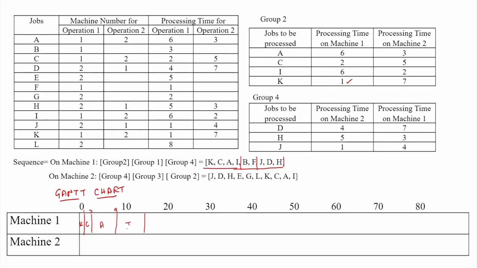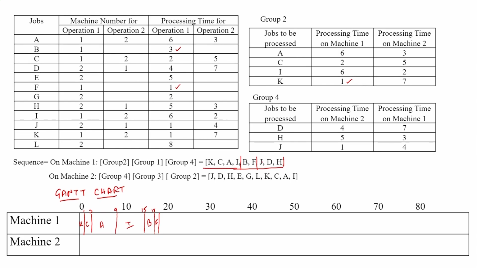So, that is I. This is how I can plot the Gantt chart for the first 4 activities of group 2. Then I have to plot job B, which has a time of 3. So, 15 plus 3 is 18, and write B also. After that F has 1. So, 18 and write one more, that is F. After that I have to stop here, I will wait for the J.